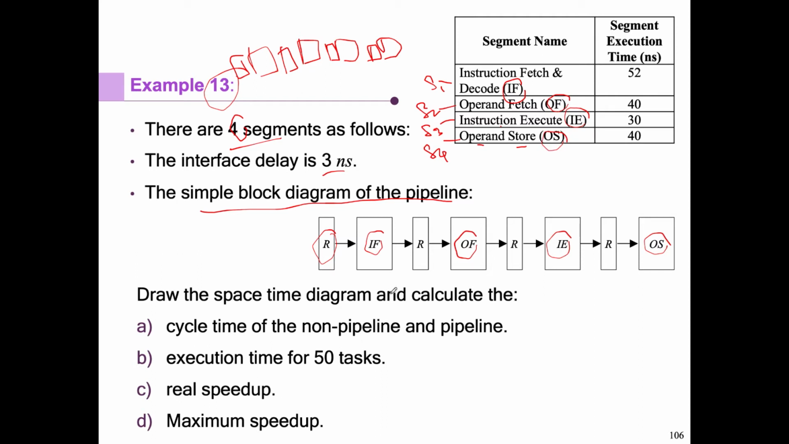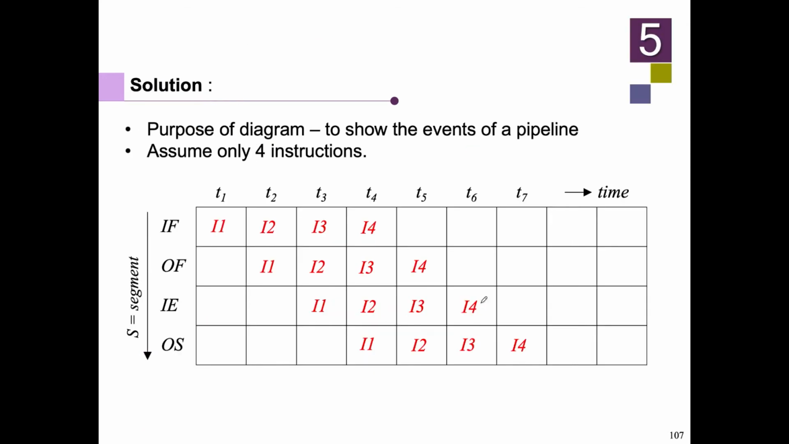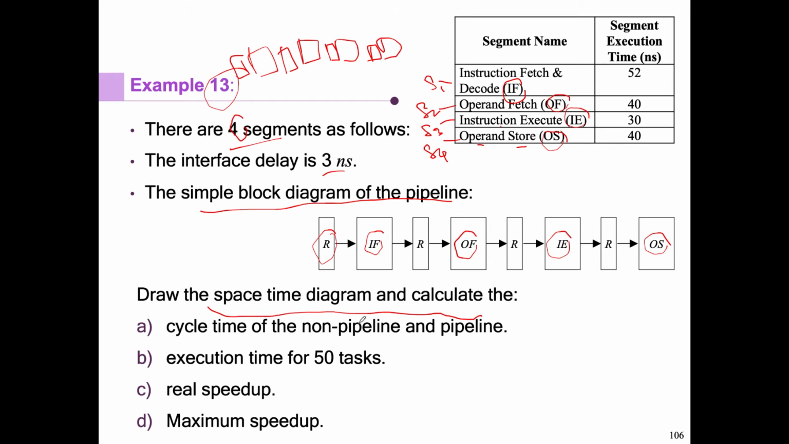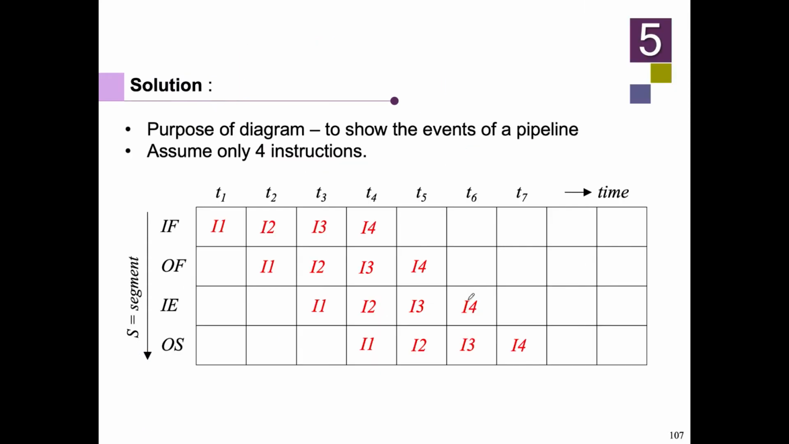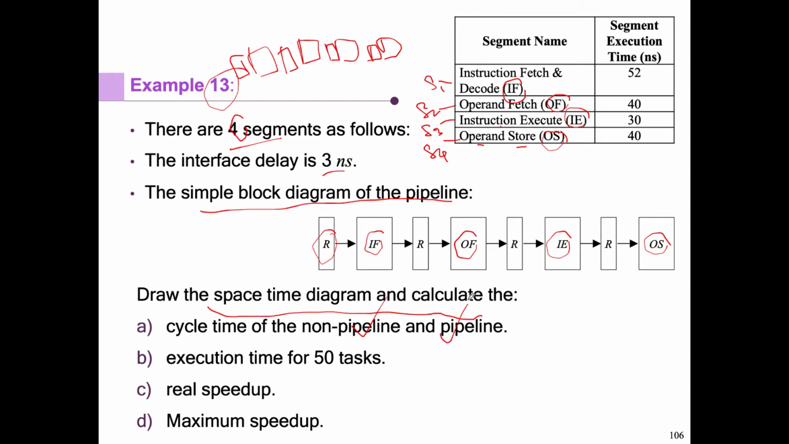So you have been asked to draw the space-time diagram and calculate. You already looked into the timing diagram here. This is an example. If you are asked to draw it in your final exam or your next test, you know how to draw it. And you need to measure the cycle time for non-pipeline and also pipeline. By doing it manually, you can know.